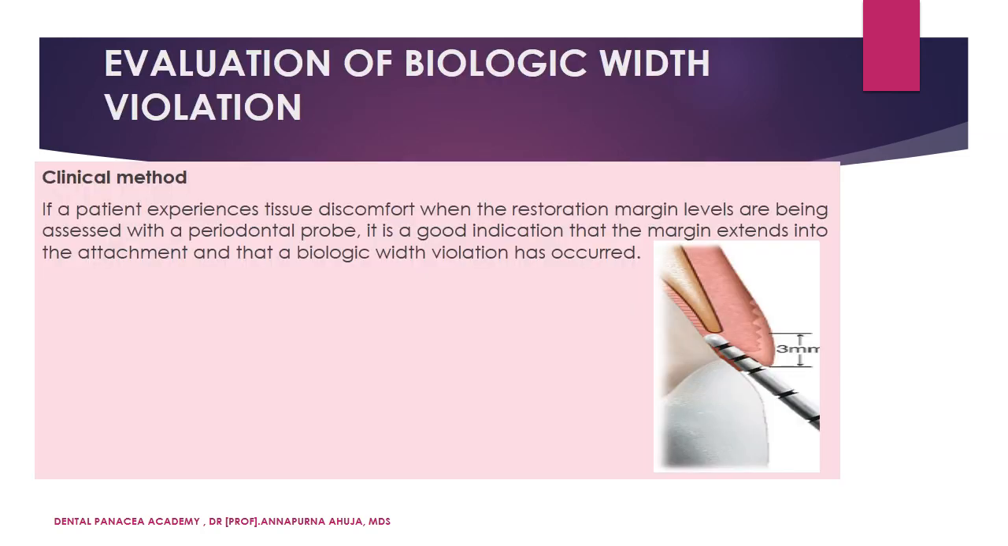Next, I'd like to discuss evaluation of biological width by clinical method. If the patient starts experiencing tissue discomfort and there is dull aching pain around the restoration, that means the biological width is being violated by the restoration and crown. It is considered to be a good indicator that the margin extends into the attachment and that biological width violation has occurred.